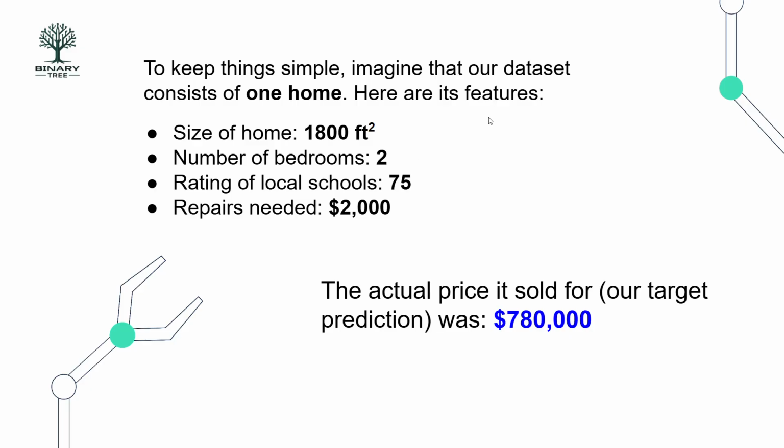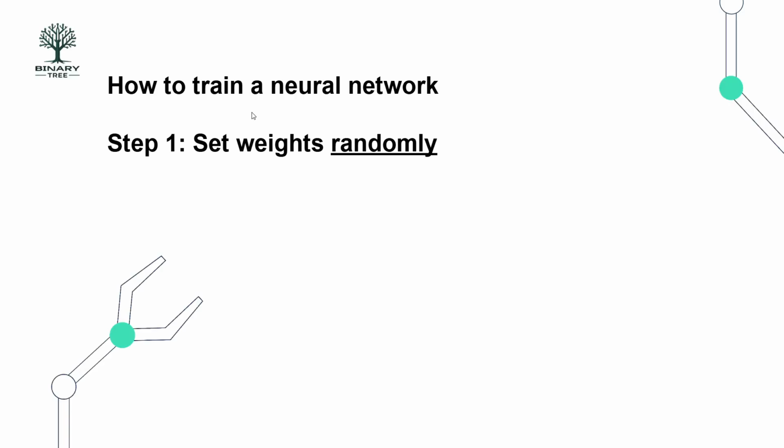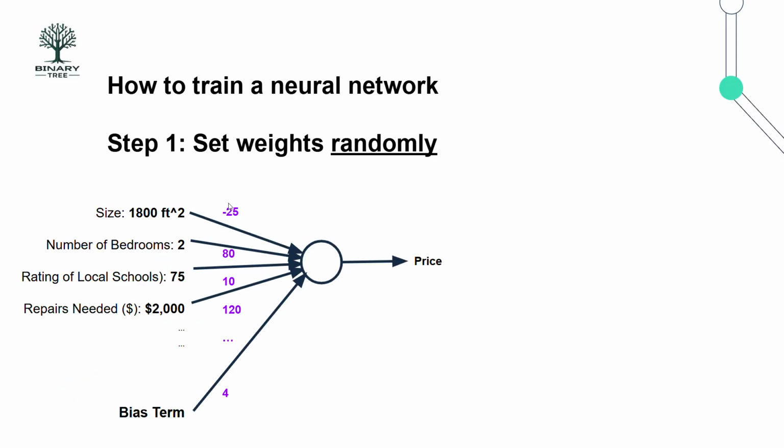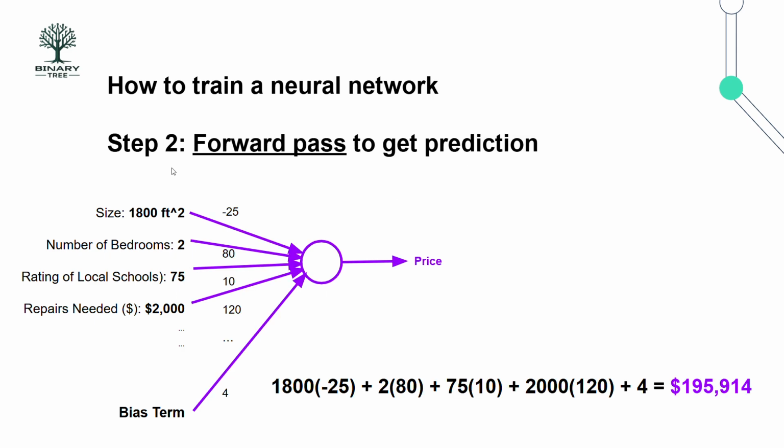To keep things simple, let's imagine our data set is just one home, and our features are here that we said before. The actual price it sold for was $780,000. How to train the neural network? Let's begin. So step 1 is we just set weights randomly. We're going to set these random weights of -25, 80, 10, 120, and then a bias term of 4. I've just set these randomly. I didn't handpick them. They were just set from some random range, and we're just going to go ahead and do a forward pass to get a prediction using these weights.